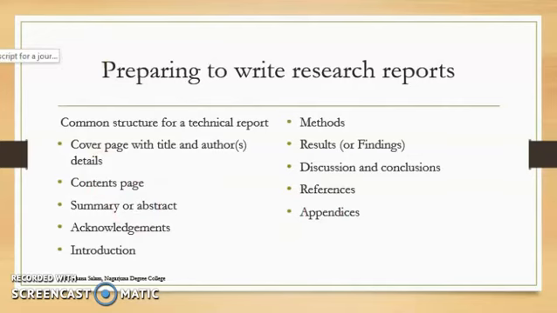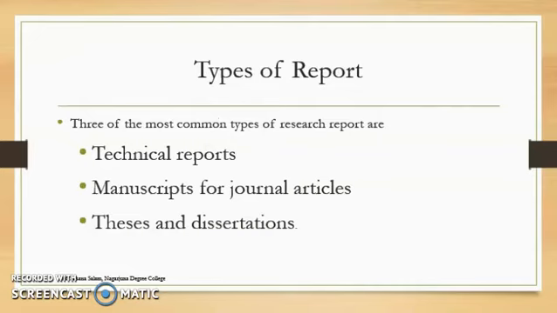Okay. So there is something called different types of report. There are 3 different types: technical, manuscript, and thesis and dissertation, that is academic. So either you will have the technical or the journal, or the popular journals only you will be able to publish, and then the thesis or dissertation, that is the academic level of report.